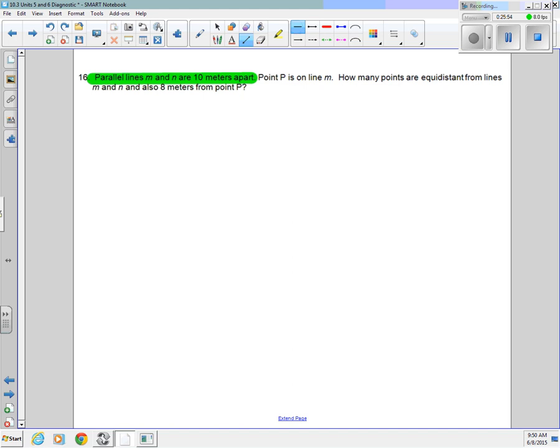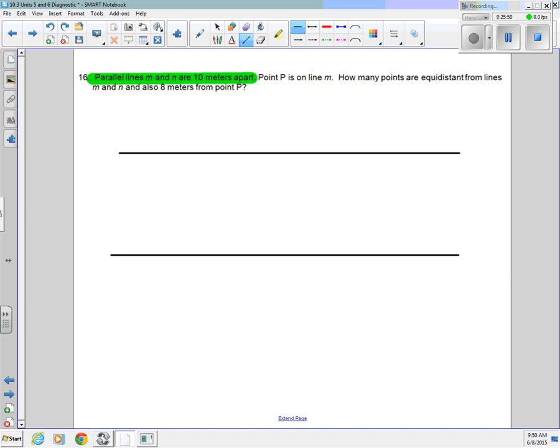So here are my parallel lines. Here's 1. Here's 2. And I know that they are 10 meters apart. So here's 5 meters roughly. I just want to get an idea of where that would be. Okay, that's 5 meters. Point P is on line M, so I'll call this line M, and I'll say here's my point P. I want to be equidistant from the lines and some other stuff. So I'm going to take care of equidistance from lines M and N first. Well, if I want to be the same distance from lines M and N, I have to be smack in the middle.